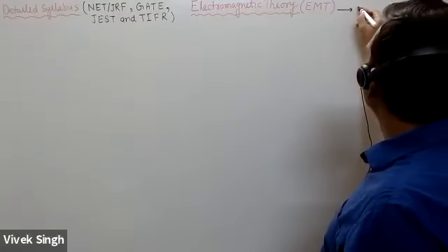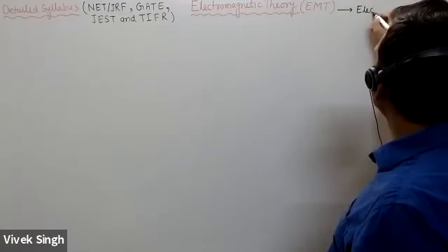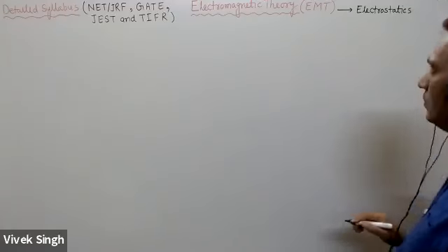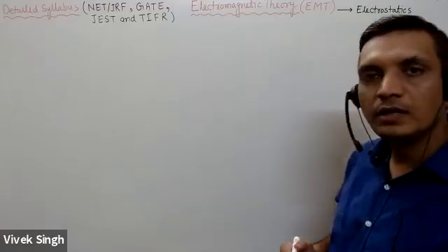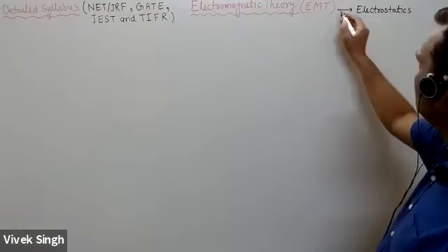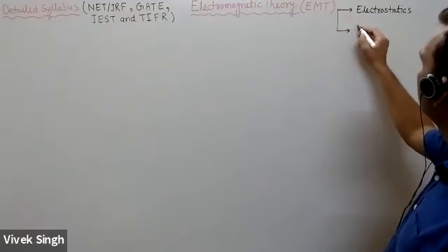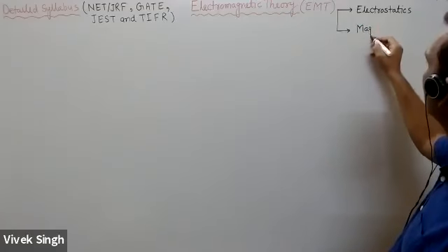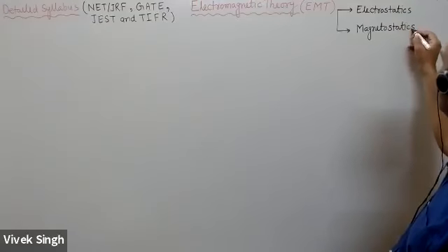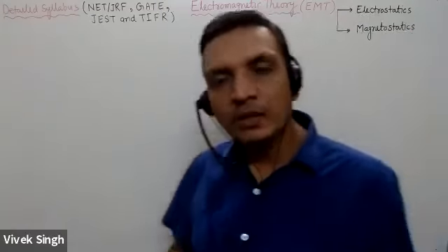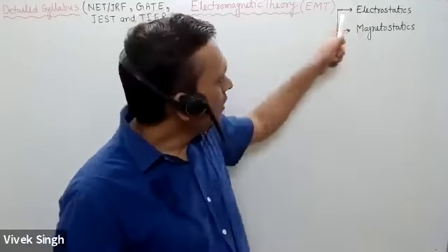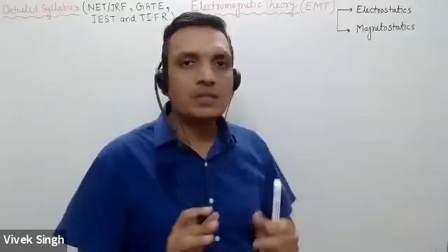So that will be electrostatics, in which we will talk about static electric field due to stationary charges. Then we have magnetostatics. We will talk about static magnetic field, that is, magnetic field due to steady current. So these electrostatics and magnetostatics cover the static part.